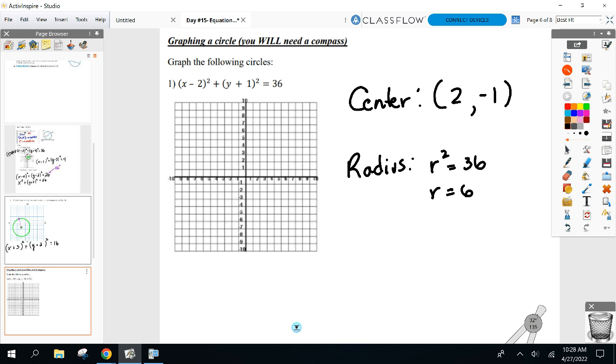So you graph your center first, 2, -1. And what can I do to find some points on the circle? I know the radius is 6. What can I do with that 6 to find a couple points on the circle? What do you suggest I do with that 6, the radius length? Romeo? Go 6 away. Up, down, left, right, doesn't matter. Up 6, down 6, right 6, left 6.